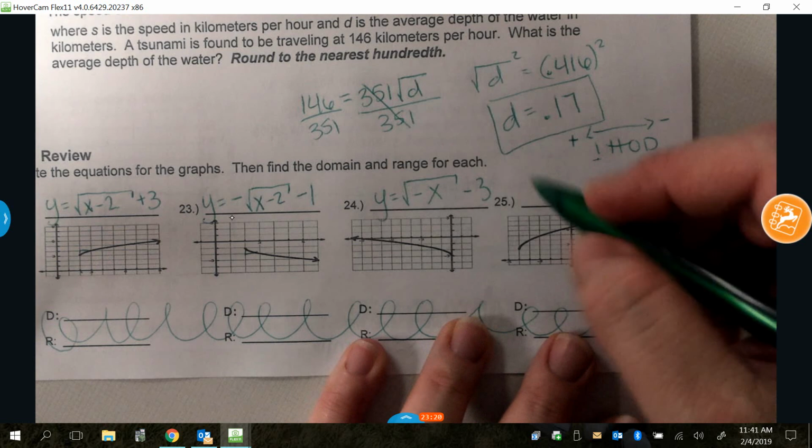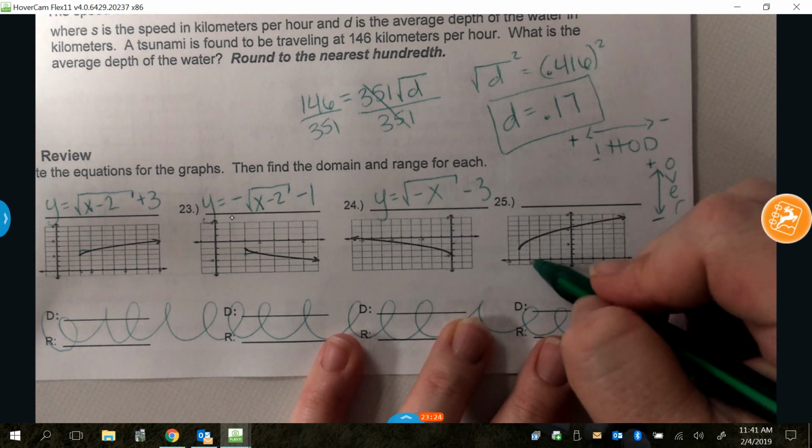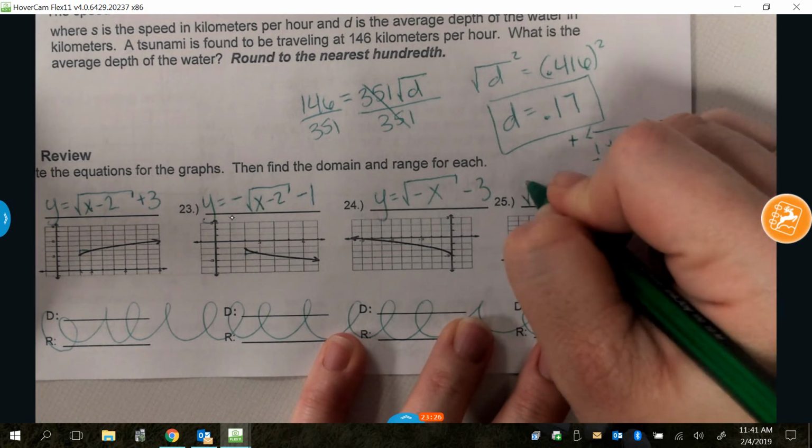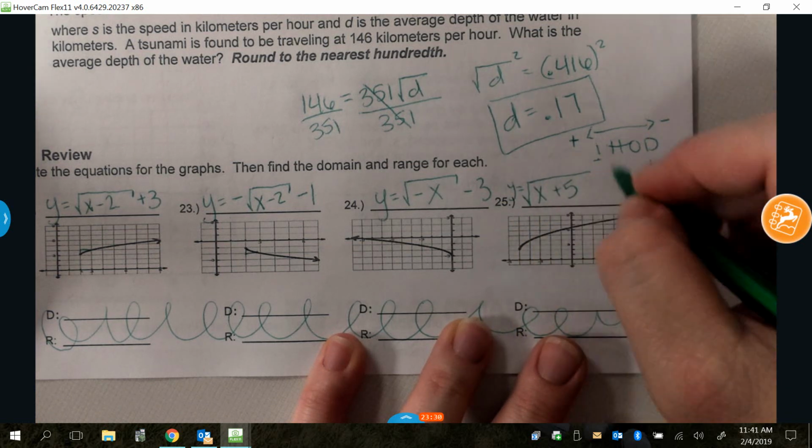Last but not least, this one shifted 1, 2, 3, 4, 5 left. Y equals square root of x plus 5, and then it went up 1, 2.